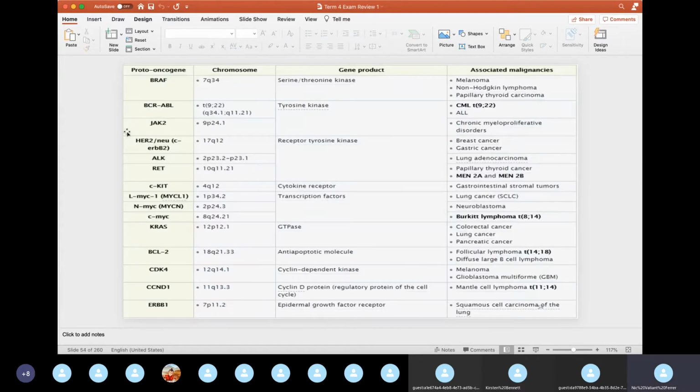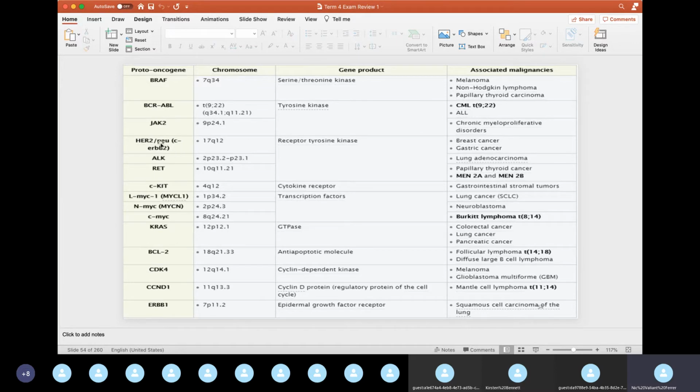Now, this is a high yield table. Put a star here. Do I need to know everything? Everything is high yield, I think. But I'm going to highlight the most important ones. BCR-ABL. This is for your CML, chronic myelogenous leukemia. t(9;22). This is your Philadelphia chromosome from term 1. Don't forget.